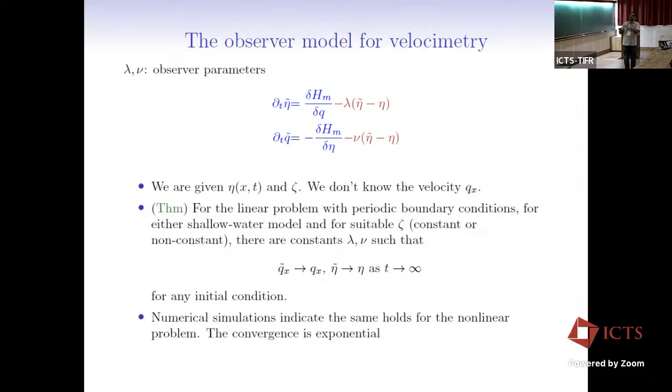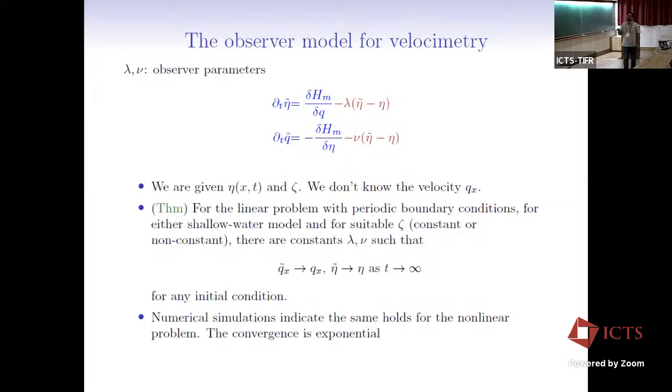Recall, this is still a nonlinear differential equation. Our theoretical understanding is only for the linear part, and we've got a lot of numerical results to suggest that convergence happens even for the nonlinear case, with the same observer parameters. I don't change them. So the idea is, if you just want to do velocimetry, which is find q given eta, you're going to assume that eta and zeta are known, and it's not too hard to show that there is a constructive choice.